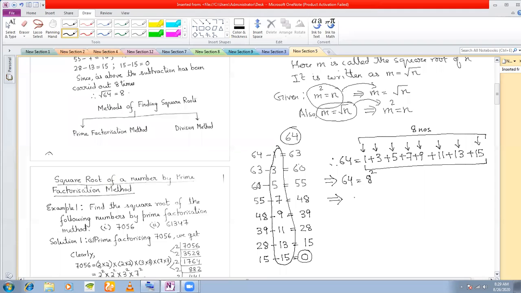In square root notation, what can you write? You need to find out the square root of 64, right? So therefore you can write square root of 64 must be equal to 8. Because remember I told you, if m square is equal to n is given, then you can write this as m is equal to square root of n. So 64 is equal to 8 square means square root of 64 must be equal to 8. Any question here?